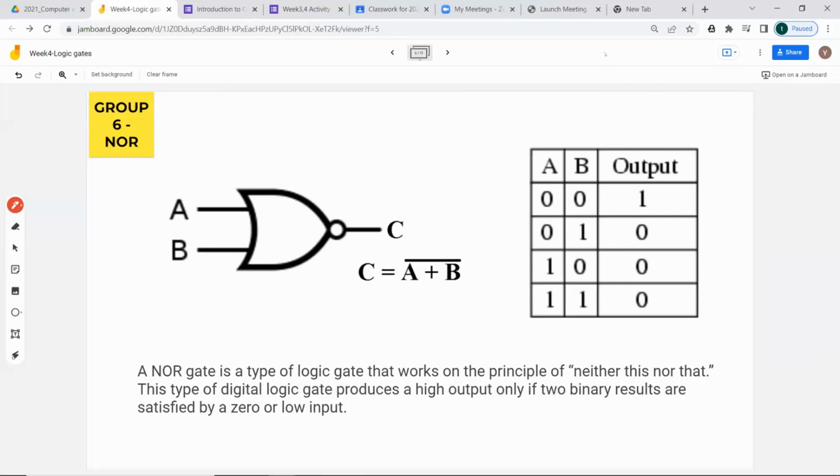Good morning, everyone. A NOR gate is a type of logic gate that works on the principle of neither this nor that. This type of digital logic gate produces a high output only if both binary inputs are a 0 or low input. So, if the 2 inputs inserted to a NOR gate are A and B, the result will be produced as A plus B holding bar. That's it, madam. Thank you.